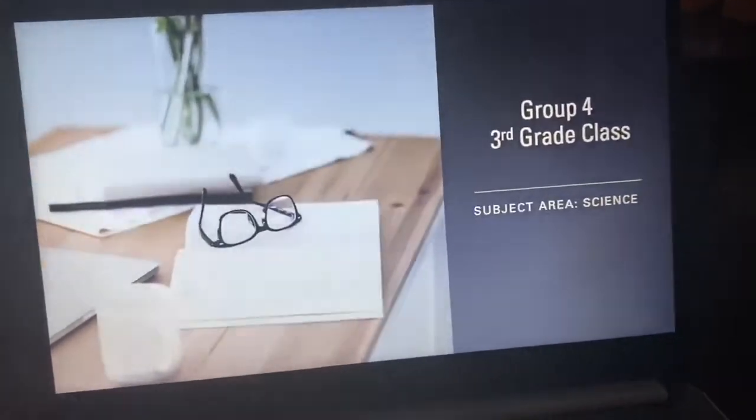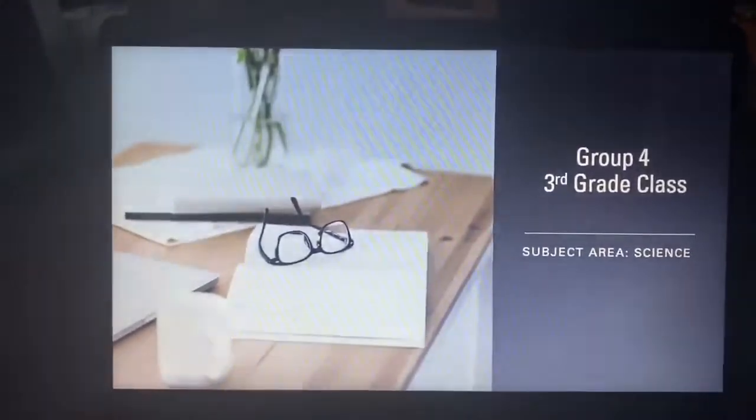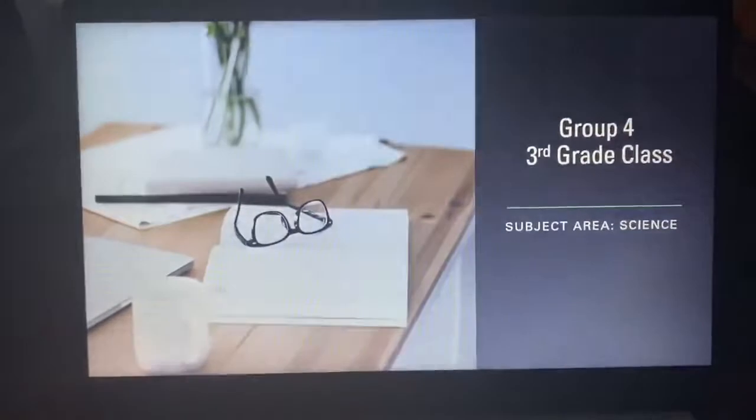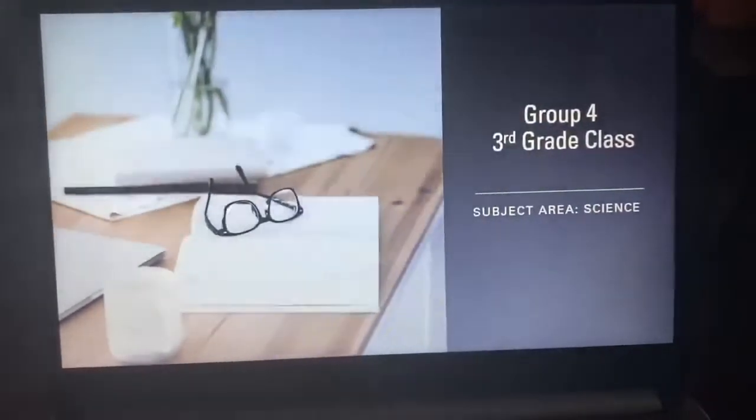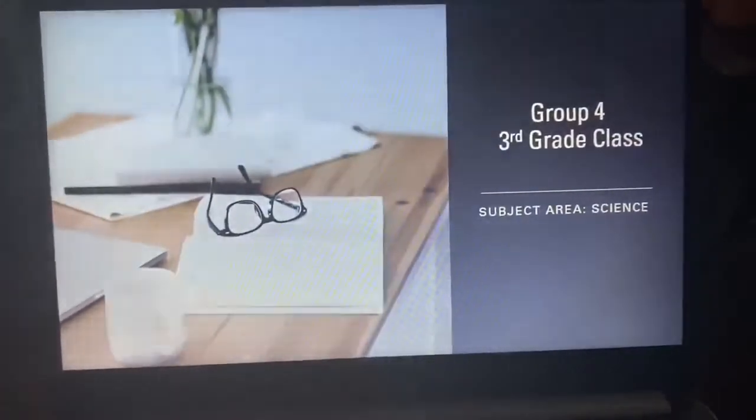The first thing we're going to focus on today is science. I know, it's going to be interesting as usual. So today we'll be working on an assignment that deals with vertebrates and invertebrates. Does anyone know what a vertebrate and an invertebrate is?